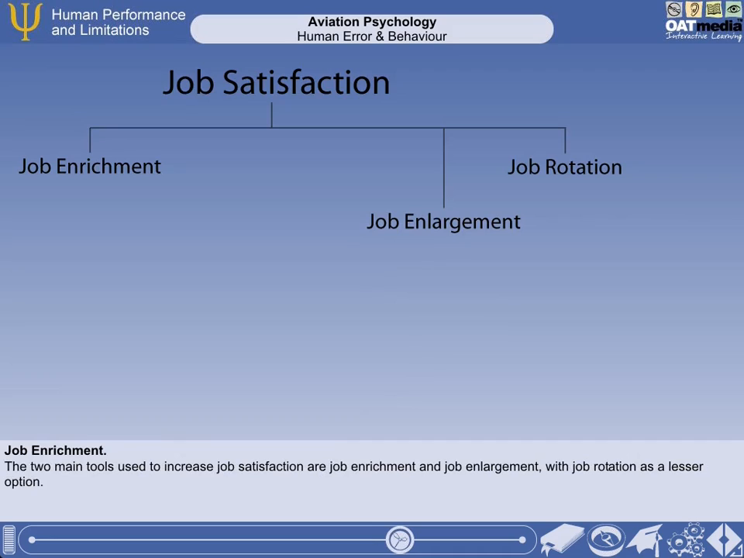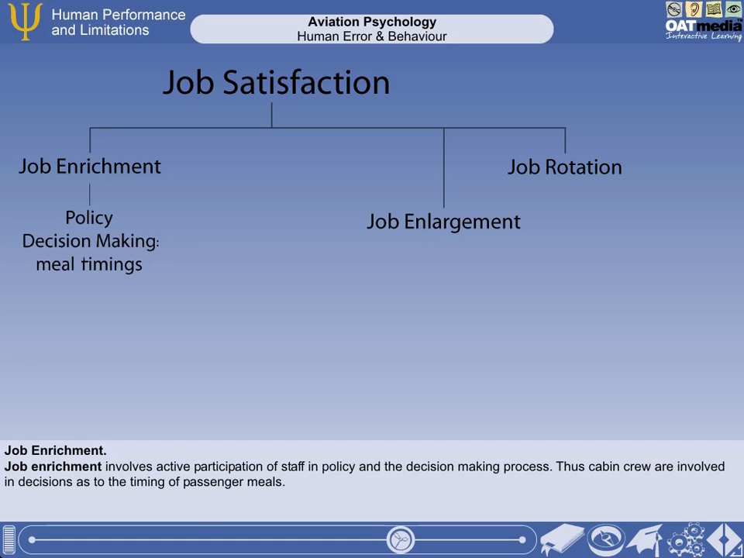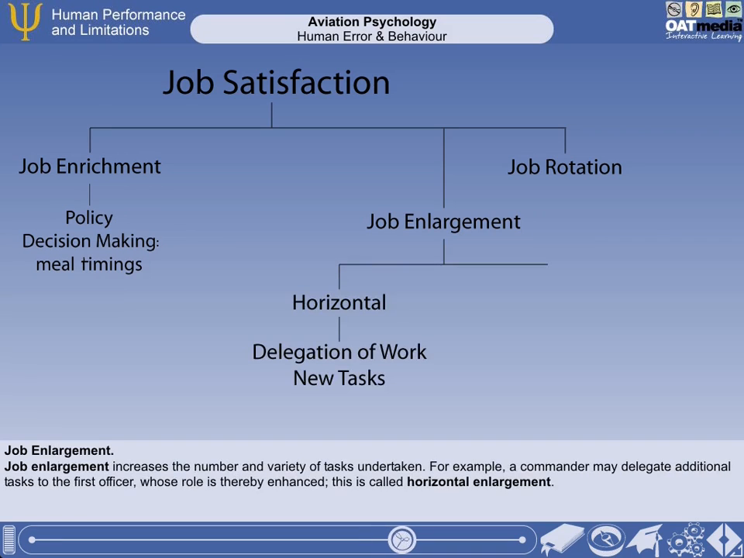The two main tools used to increase job satisfaction are job enrichment and job enlargement, with job rotation as a lesser option. Job enrichment involves active participation of staff in policy and the decision-making process. Thus, cabin crew are involved in decisions as to the timing of passenger meals. Job enlargement increases the number and variety of tasks undertaken.